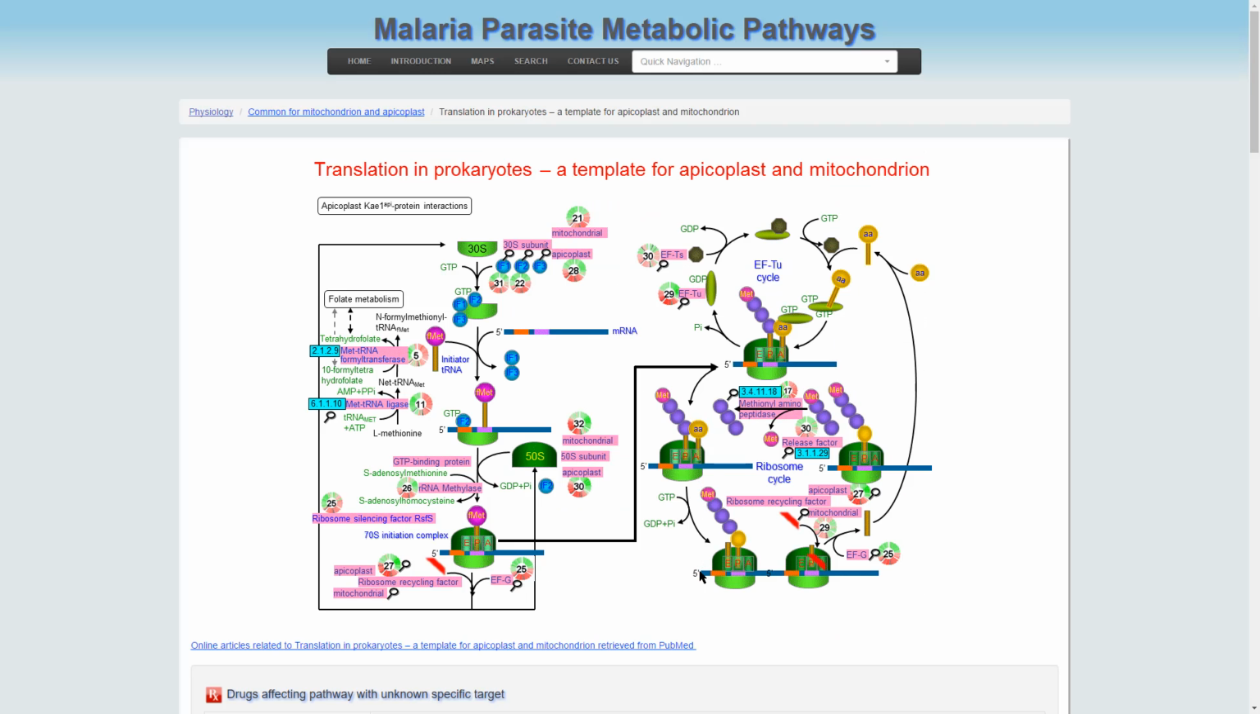Translation in the mitochondrion and in the apicoplast is more akin to translation in prokaryotes, and here we have assembled a map which describes all the factors which are involved in this process in the mitochondrion and in the apicoplast, although, as you well know, most of the gene products involved in this process are essentially replicated and transcribed by the parasite nuclear genome.